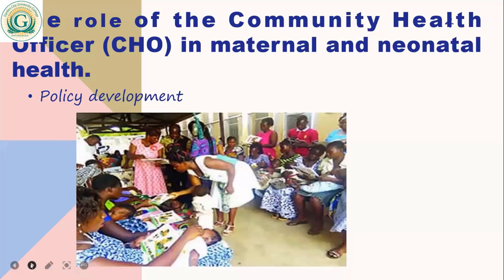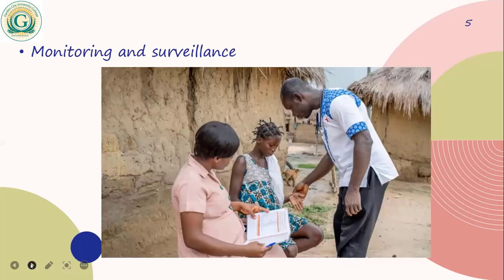So they try to make some policies that will help the community members. You can see the picture. They are trying to make some policies that will help the community members within their locality. Sister, please continue it for me. Point 2, monitoring and surveillance.